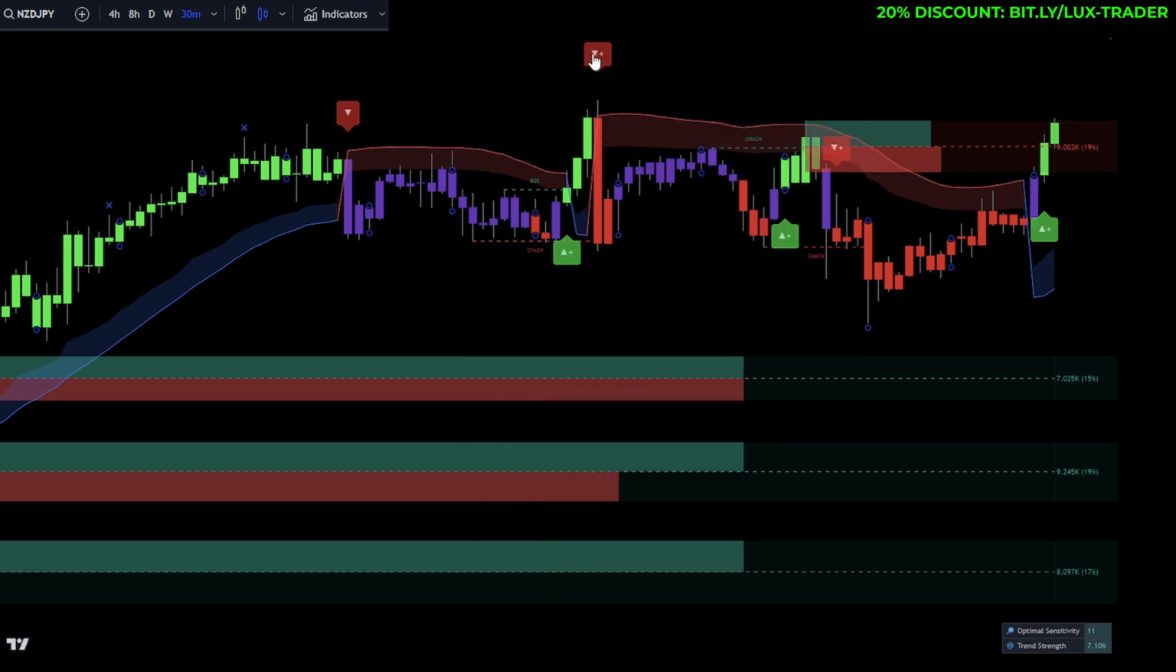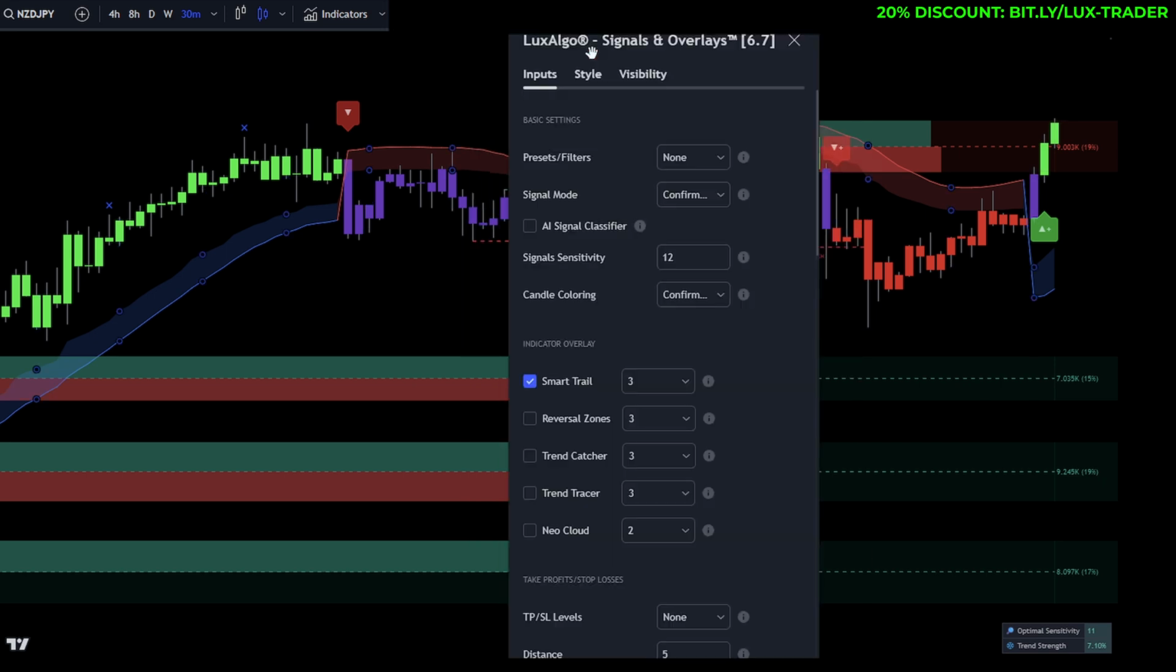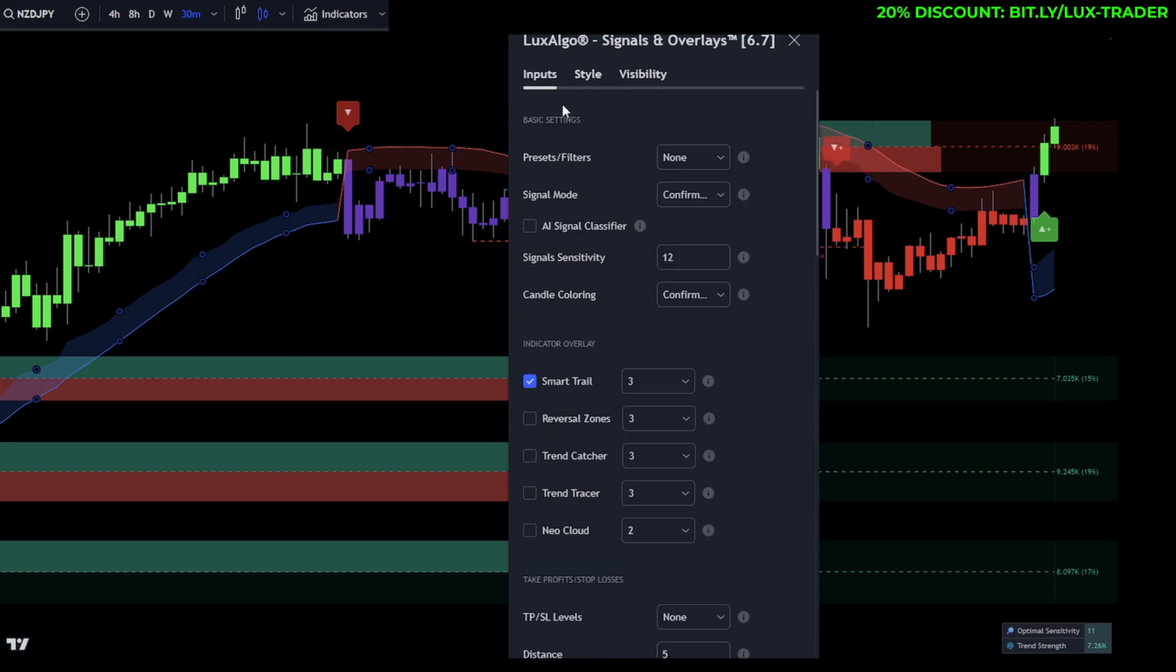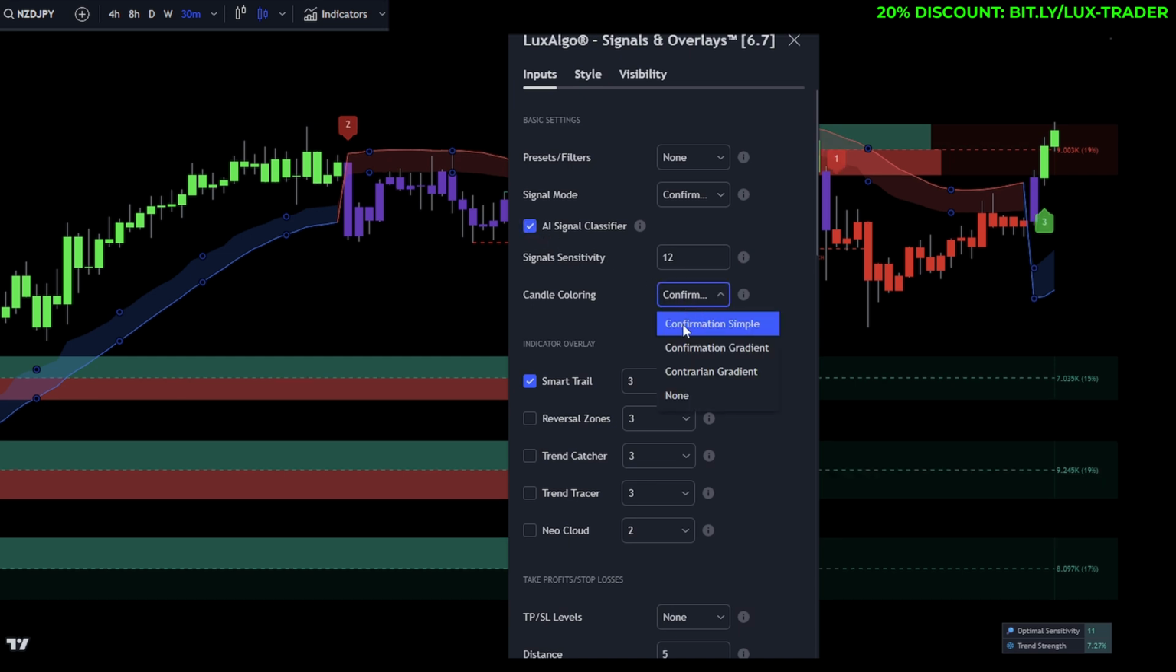Now let's access the settings of the Signals and Overlays indicator and customize it for our strategy. First, for the presets and filters, we want to use None. For the signal mode, you want to use Confirmation and Exits. But as you do not need the exit signals for this strategy, you want to click the Style tab and uncheck both the bullish and the bearish exit signals. Heading back to the Input section, make sure to enable the AI Signal Classifier, leave the signal sensitivity as it is, and set the candle coloring to Confirmation Simple.